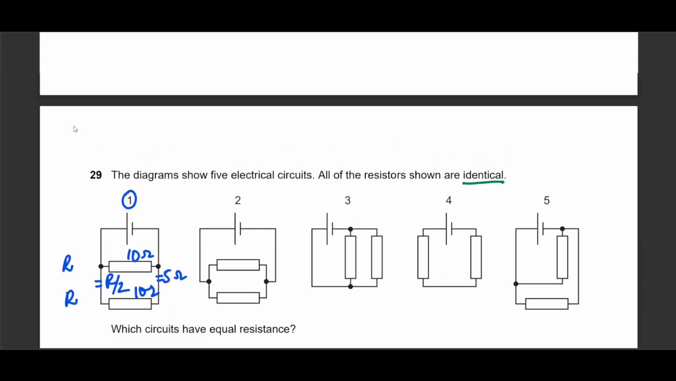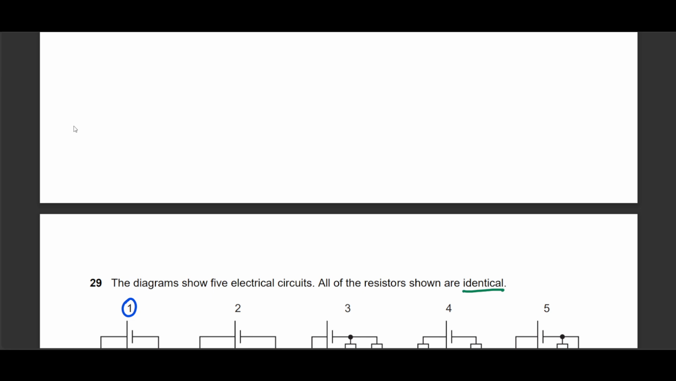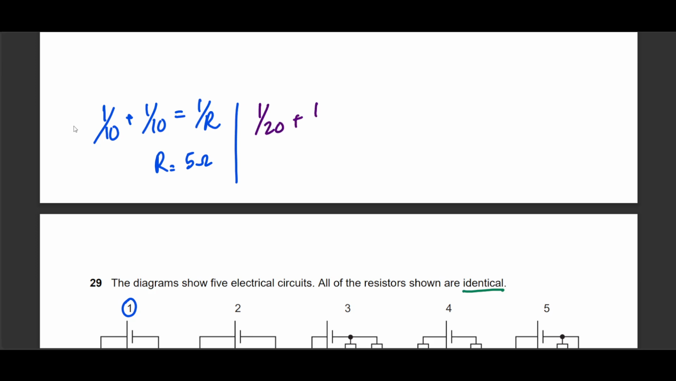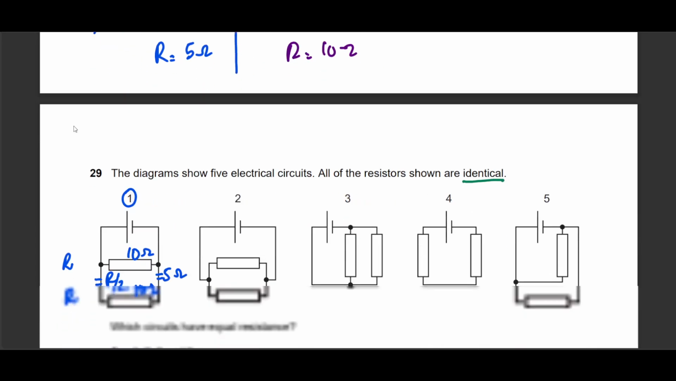If you're not convinced by this example, imagine that these are 10 ohms connected in parallel: 1 over 10 plus 1 over 10 equals 1 over R. When you solve this after the reciprocal and everything else, your answer will come out as 5 ohms. You can try this for any other value as well. Let's say you have 20 ohm resistors in parallel: 1 over 20 plus 1 over 20 equals 1 over R. This will become R equals 10 ohms. I don't even have to solve this. The trick is that if identical resistors are connected in parallel, the resistance will be halved, but there needs to be only 2 resistors.